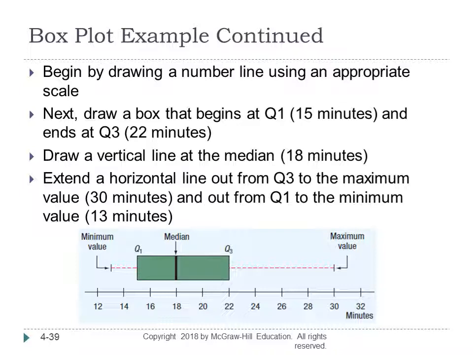Next, you want to locate the maximum value and draw a line. This line is drawn from the right side of the box, from Q3 to the maximum value. This line is called the right whisker. Finally, you need to draw the left whisker: you locate the minimum value and then draw a line from the minimum value to the box. This is called the left whisker.